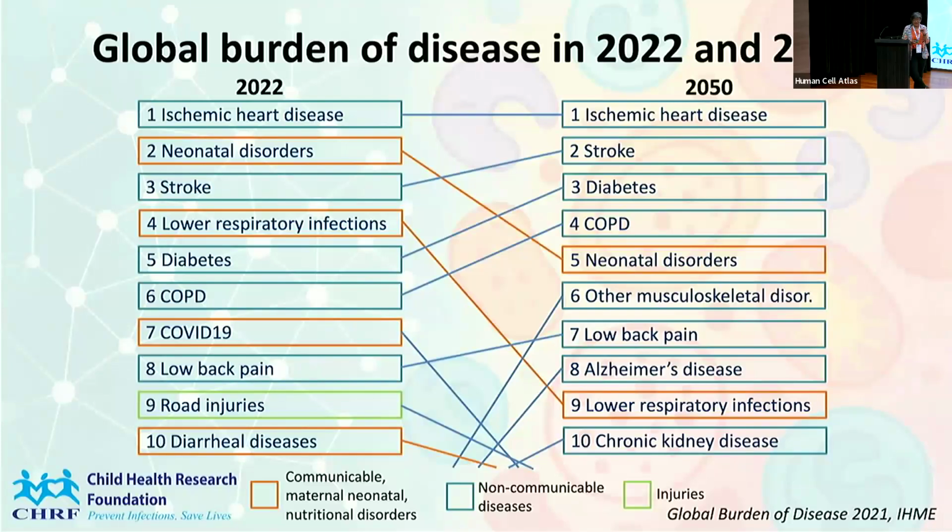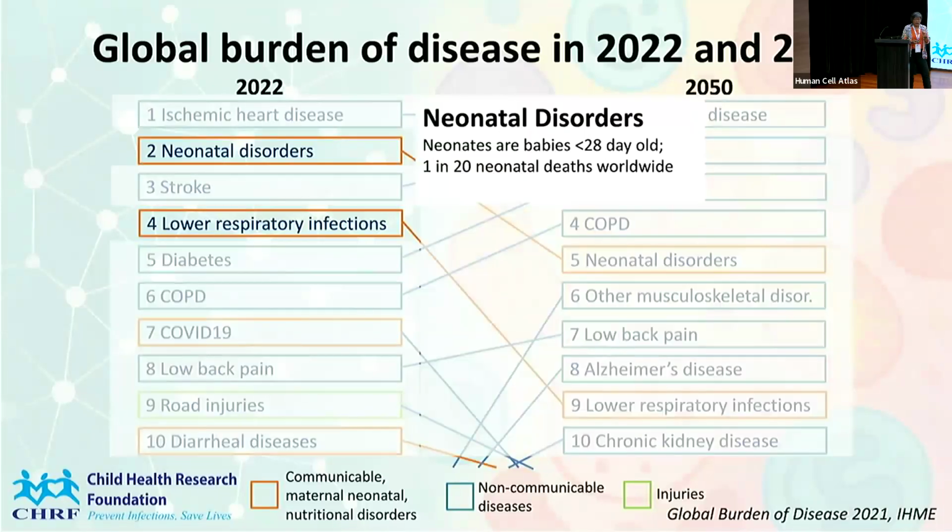Neonatal disorders come down a little bit, and there are a couple of diseases that show up in 2050 that we do not see in the top 10 diseases now. For example, chronic kidney disease or Alzheimer's disease. So this kind of tells us what we might want to focus on in the next 25 years or so. And at the same time, it gives, I think, HCA this opportunity to have an impact, to perhaps interrupt some of these trends that we do not like. I want to specifically talk a little more about neonatal disorders.